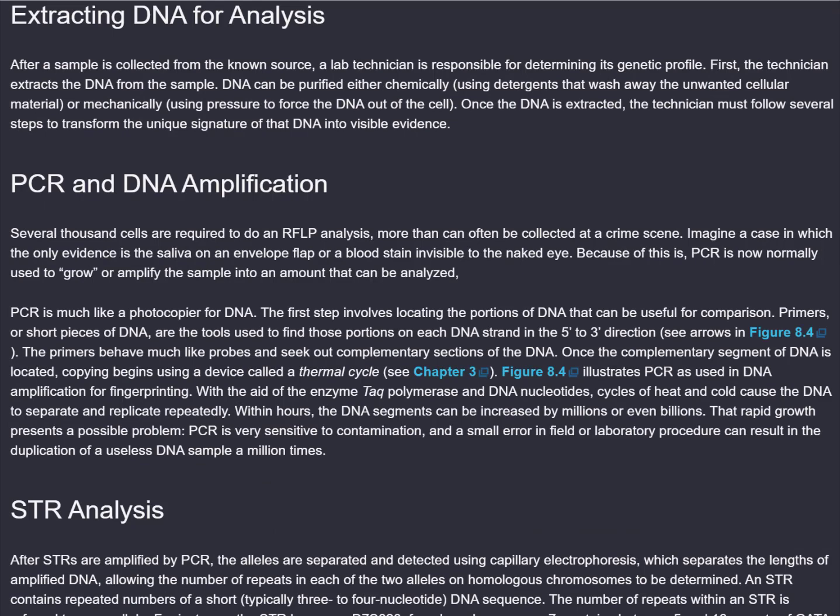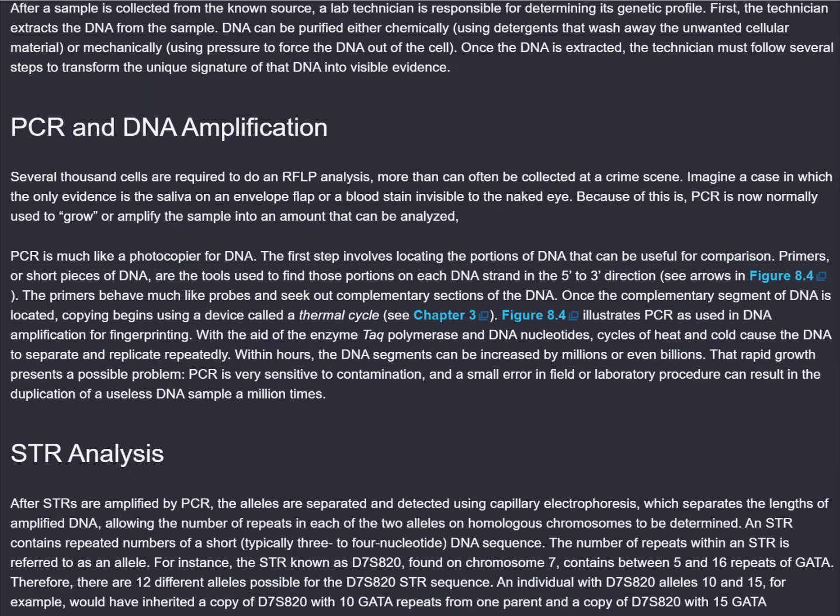Extracting DNA for analysis. After a sample is collected from the known source, a lab technician is responsible for determining its genetic profile. First, the technician extracts the DNA from the sample. DNA can be purified either chemically, using detergents that wash away the unwanted cellular material, or mechanically, using pressure to force the DNA out of the cell. Once the DNA is extracted, the technician must follow several steps to transform the unique signature of that DNA into visible evidence.